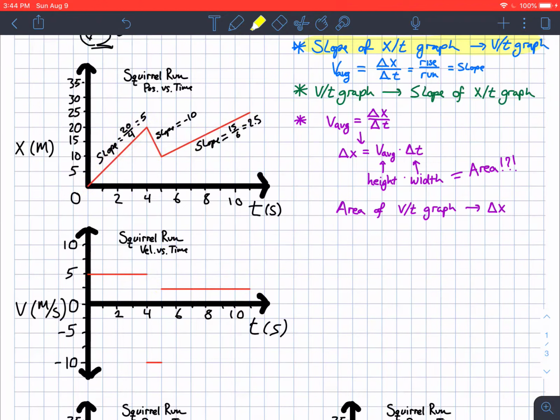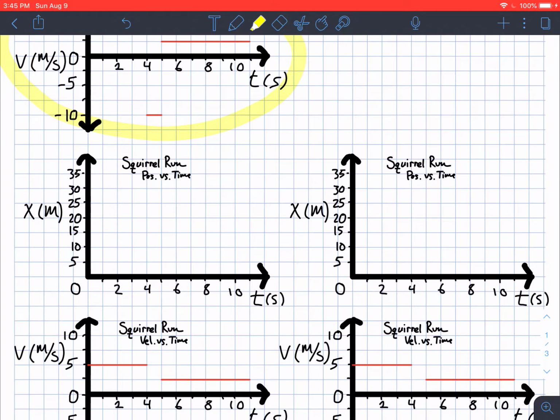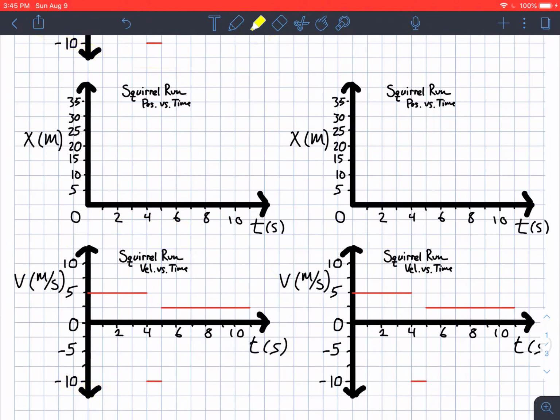Maybe the easiest way is to just say, well, let's reverse the process. If the slope of a position graph gives us the velocity graph, then the velocity graph should tell us the slope of the position graph. Okay? And so let's try that out. I've taken this velocity graph here, and I've just copied it down here. That's the exact same velocity graph. And so we're going to use that and see if we can create a position graph that looks the same as it used to. Okay, so looking at the velocity graph, here is our velocity.